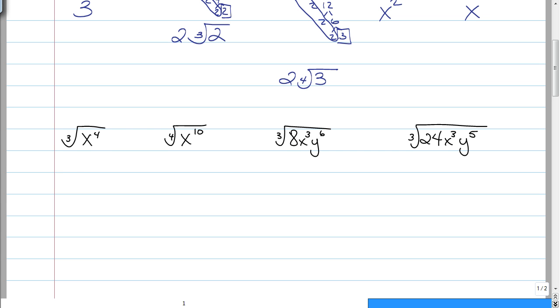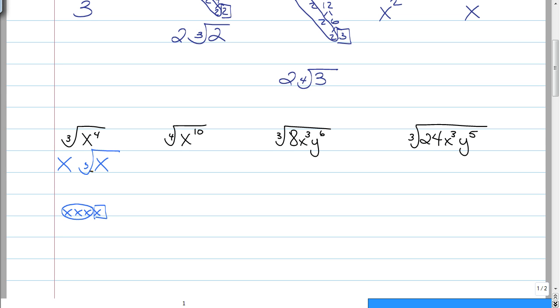So here we go. How many times does 3 go into 4? Once. But how many do you have left? 1. So that's x cube root of x. Now, if you thought about it factor tree style, you would break down the x to the 4th till you got 4 x's. You'd have to circle 3, box the leftover, and you'd get the same answer.